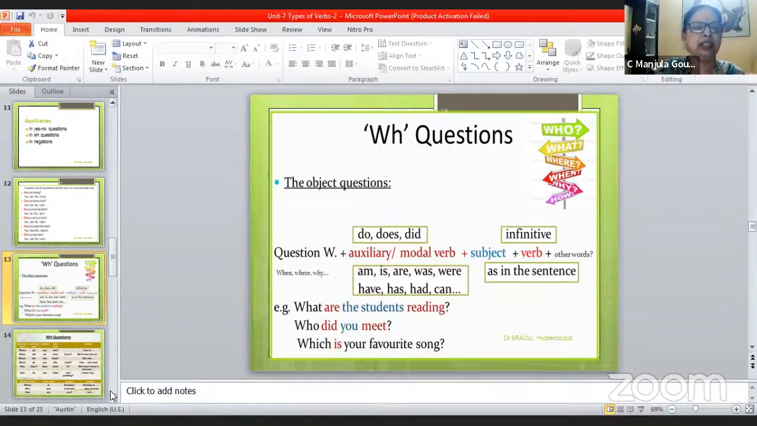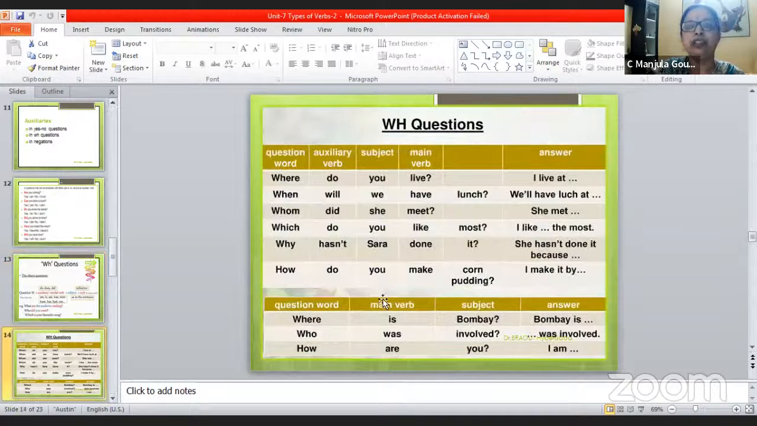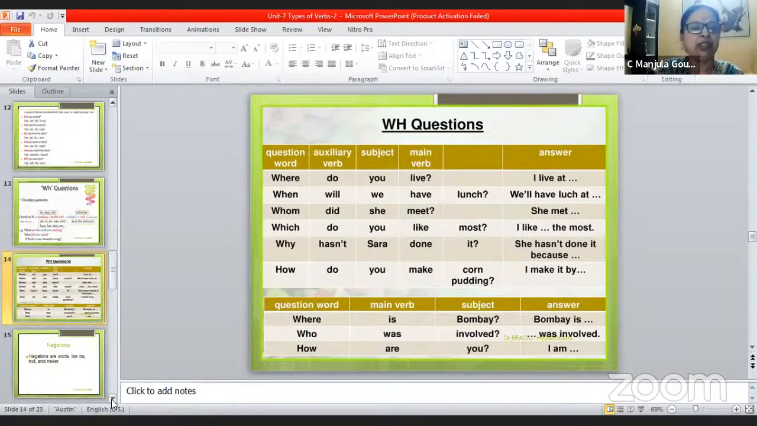Right? So that is clear. Let us go to a few WH questions. These are sentences where you can very clearly understand. I have placed them under the column where they have to come so that you would understand it better. Where do you live? When will we have lunch? The answer can be: I live at, we'll have lunch at, she met, I like the most, she hasn't done it because. So these are how you form these question words.